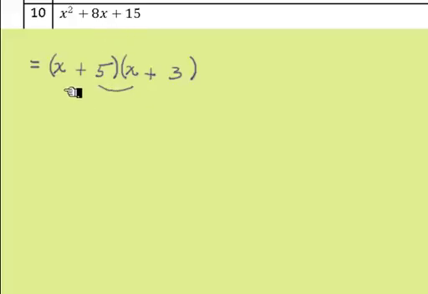We always have to check outer and inner. Okay, so the outer is 3x, the inner is 5x, and if we add these together, we do get 8x. So that's our check to make sure that we did factor correctly.